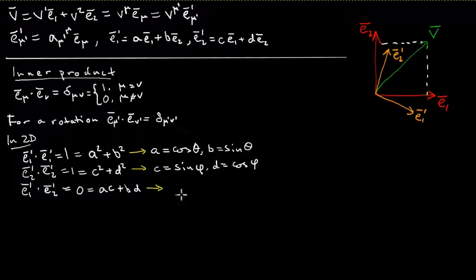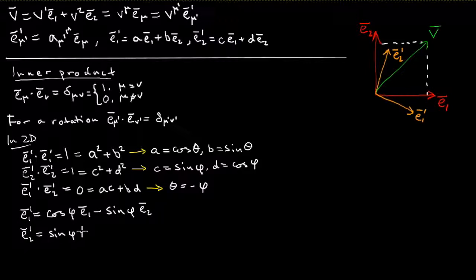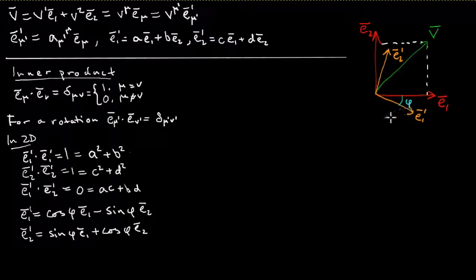Using trigonometry, the third relation will simply state that the angles are the same, but with opposite sign. All in all, we find that the prime basis can be expressed in the unprimed using sines and cosines of a rotation angle. Geometrically, this is the angle between the basis vectors.